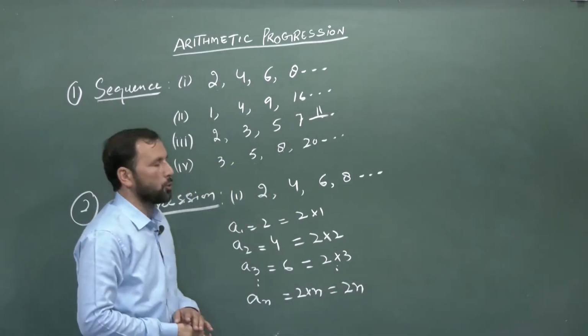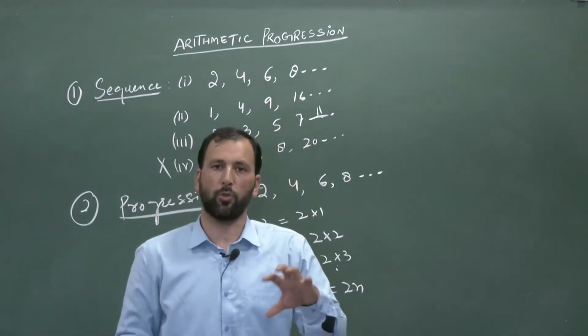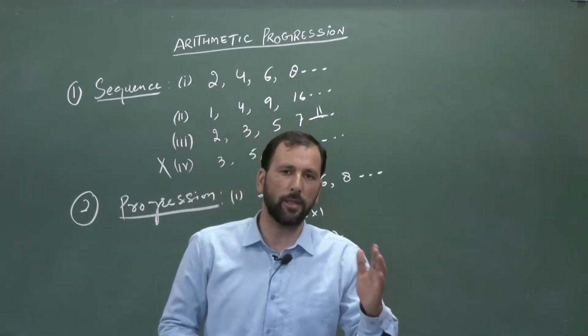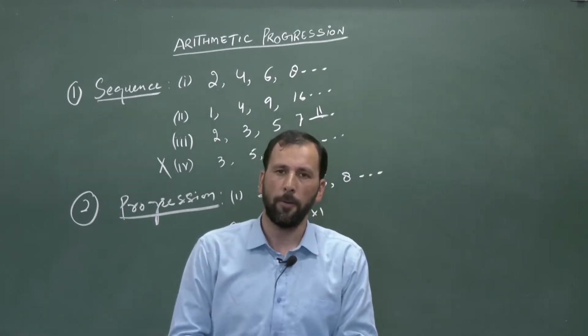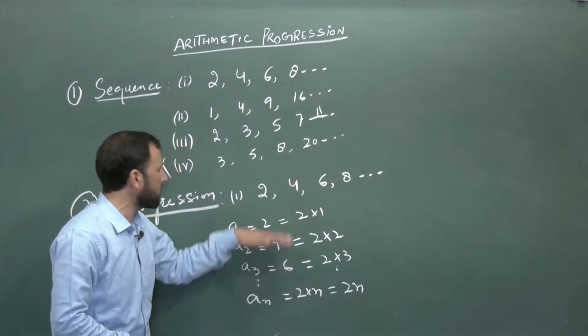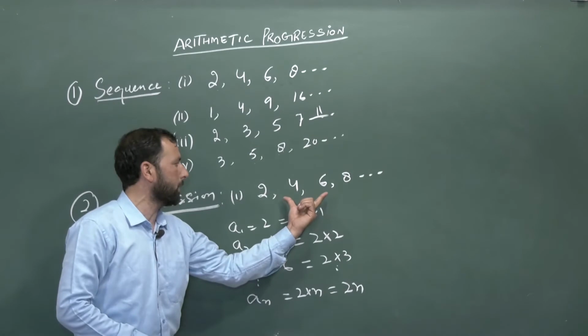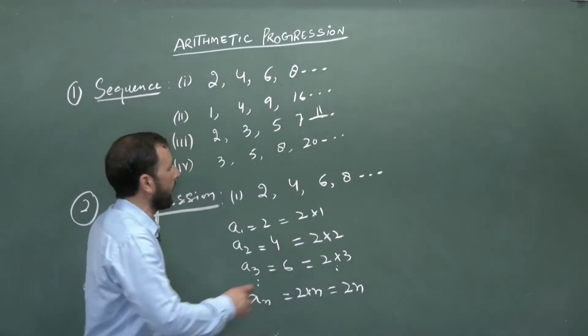So in any sequence, if we are in a position to describe its nth term, then the sequence is said to be a progression. So in this case, an, the general term, is equal to 2 into n. So this sequence is also said to be a progression. Now the second example here.